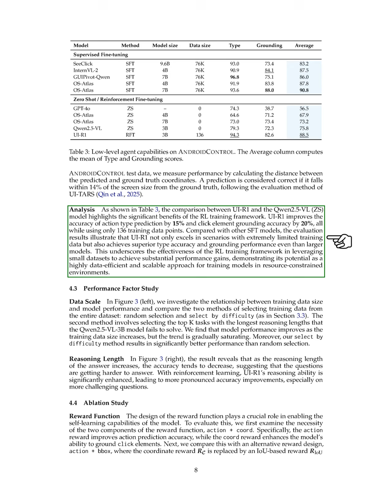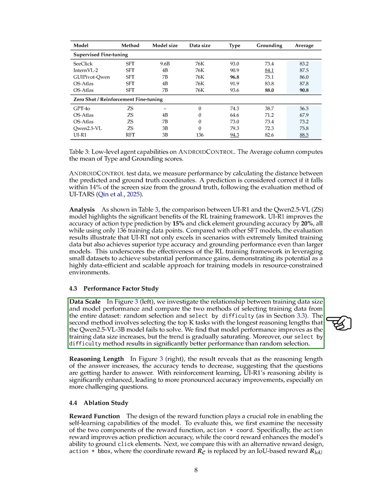This demonstrates the effectiveness of our approach in utilizing small datasets for significant performance improvements, making it a promising method for training in resource-limited settings. Next, we explore the relationship between the size of the training data and model performance. We compare two data selection methods, random selection and a difficulty-based selection, where we choose the top K tasks that the Qwen2.5-VL-3B model struggles with. We find that as the training data size increases, model performance improves, but the gains start to level off. Notably, our difficulty-based selection method outperforms random selection significantly.